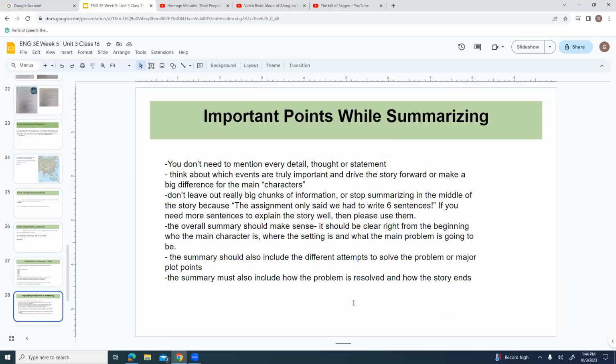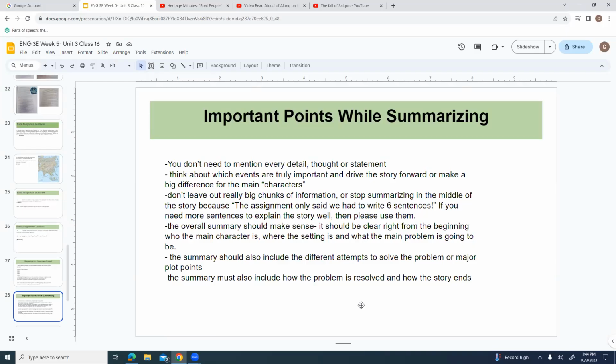Important points when you're summarizing a longer story like this: you do not need to mention every detail, thought, or statement. There's no way to do that in 6 sentences. Think about which events are really important and drive the story forward, or events that make a big difference for the main character. Don't leave out really big chunks of information or stop summarizing in the middle of the story because, well, the assignment said we only had to write 6 sentences. If you need more sentences to explain the story well, please just use them. Don't do the minimum, okay?